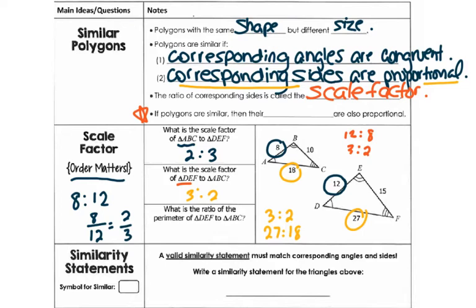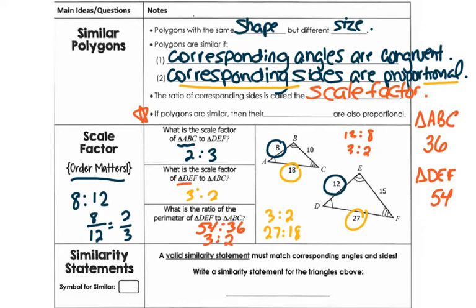So now we're going to compare the perimeters. On triangle ABC, if you add up these sides of 8, 10, and 18, you'll get 36. On triangle DEF, when you add 12, 15, and 27, you will get 54. Now let's compare these perimeters. We're asked, what is the ratio of the perimeter of triangle DEF to triangle ABC? If we compare 54 to 36, we're going to find that these measurements reduce down to 3 to 2.